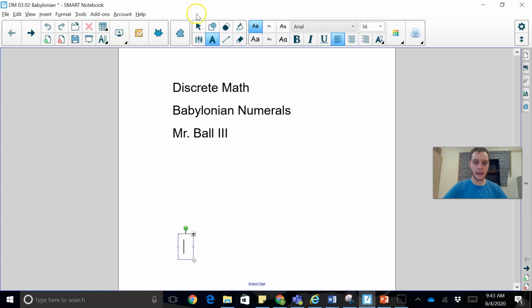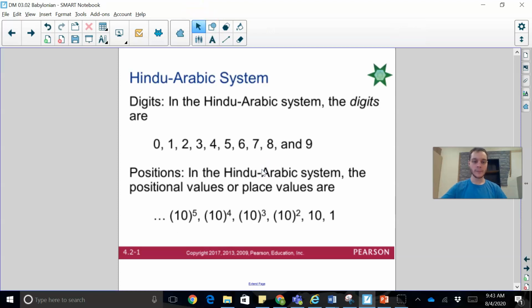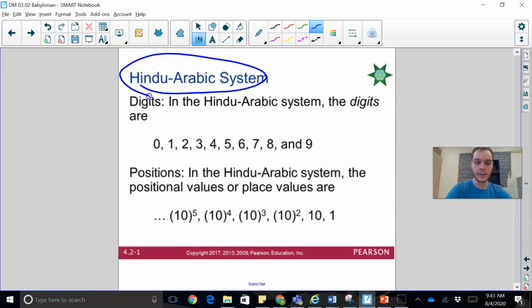Okay, so today we're looking at the Babylonian numerals. We've been talking about the Hindu-Arabic system for a while now. The digits are obviously 0 through 9, that we use now. The key thing to notice is that the Hindu-Arabic system is positional, base 10, that we use. That 10 is important, because we are no longer working with base 10 when we talk about Babylonian.